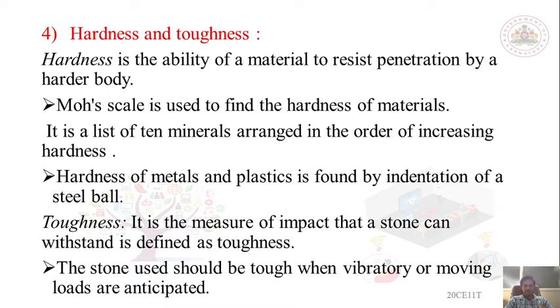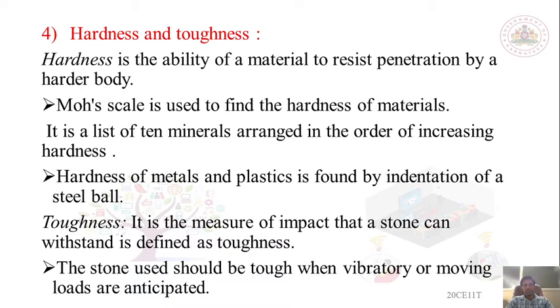The Mohs scale is nothing but a list of 10 different minerals arranged in the order of increasing hardness. You have put the different minerals in increasing hardness so that it will give the equivalent hardness. Hardness of metals and plastics is found by indentation of steel balls.